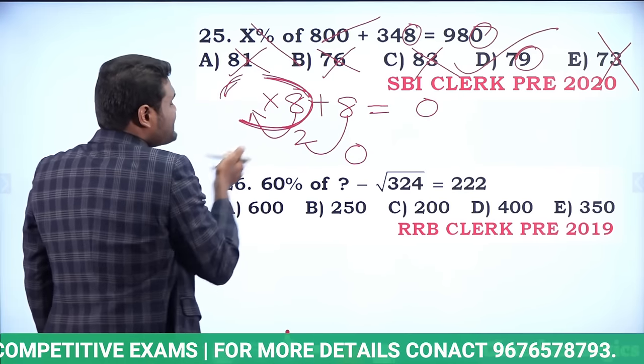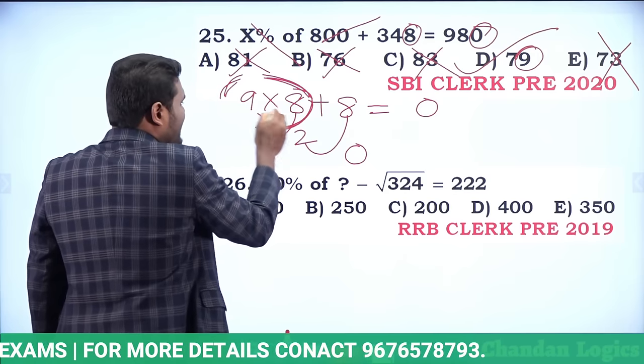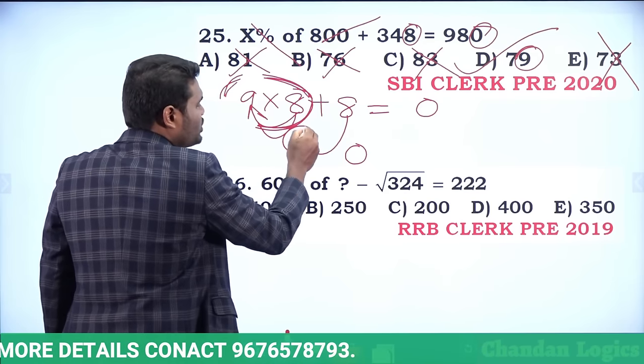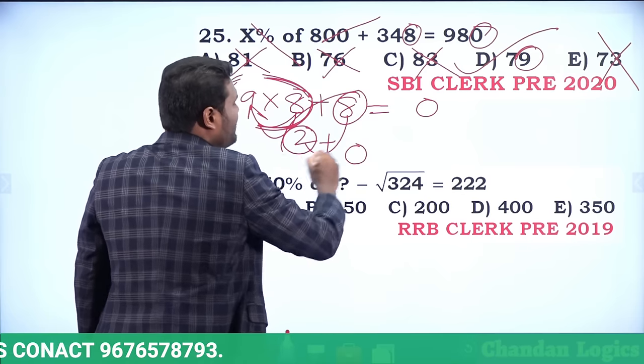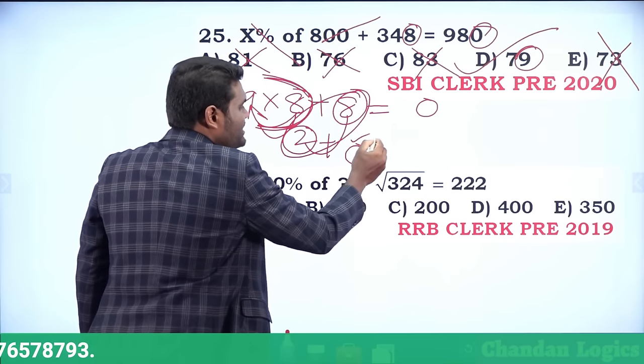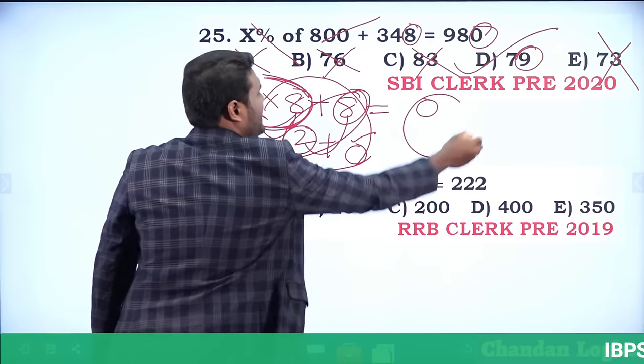Why? Because if x is 79, the last digit will be 9. 8 9 times 72, I am getting 2. 2 plus 8 is 10. 10 means the last digit will be 0. Left hand side last digit is 0. Right hand side last digit is 0.